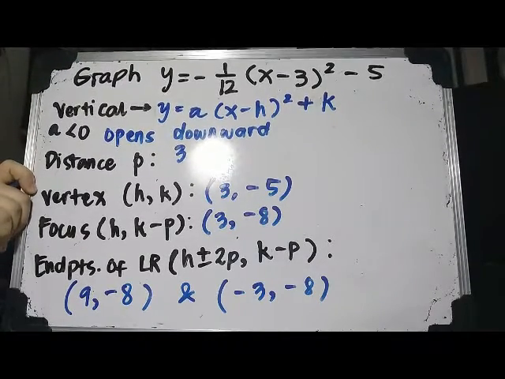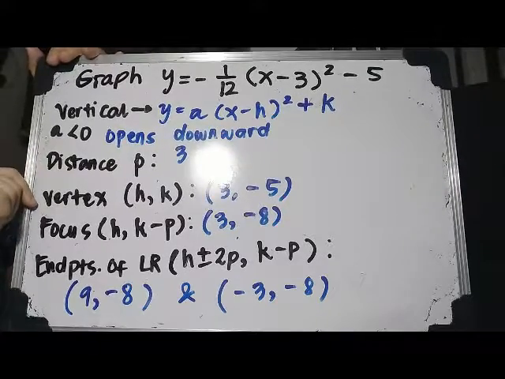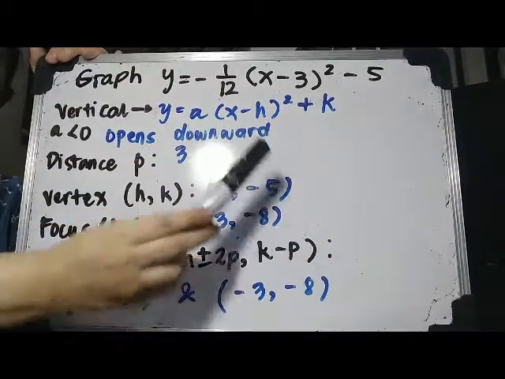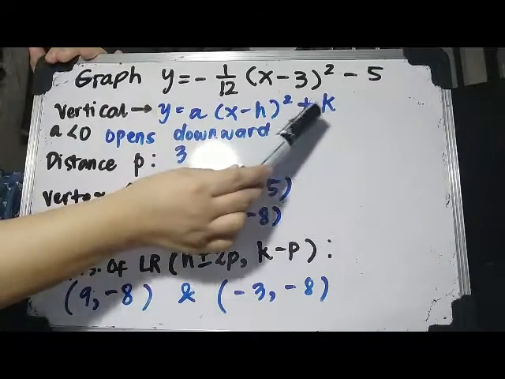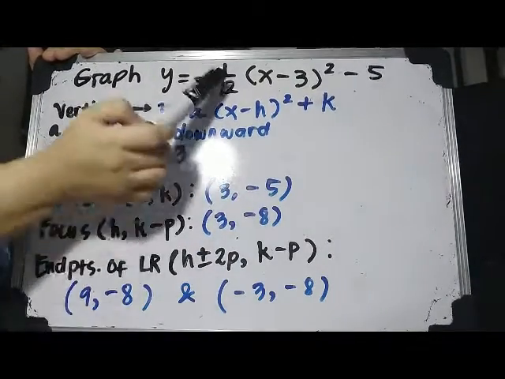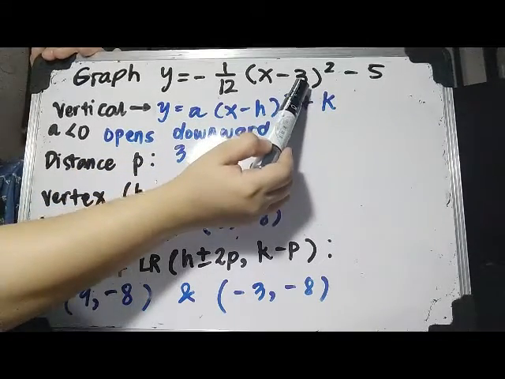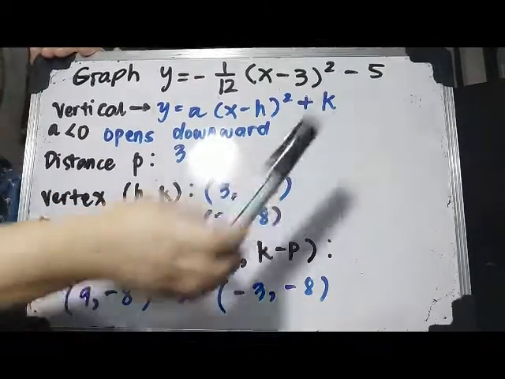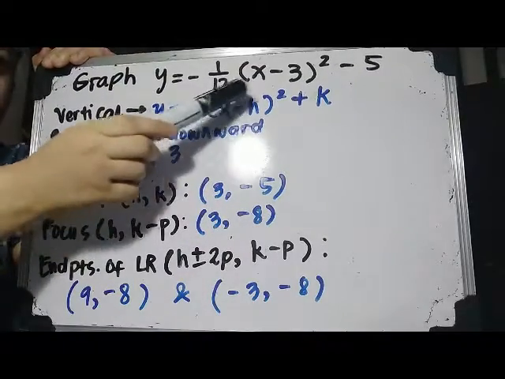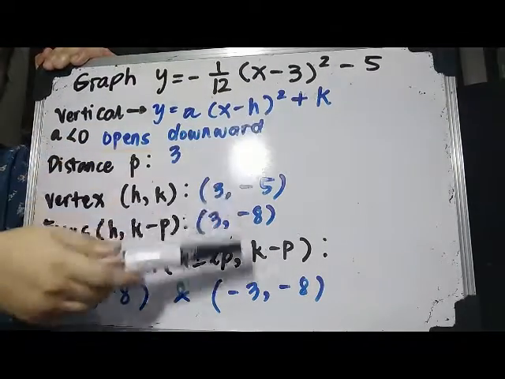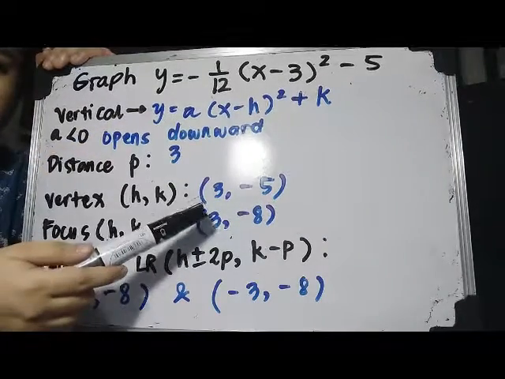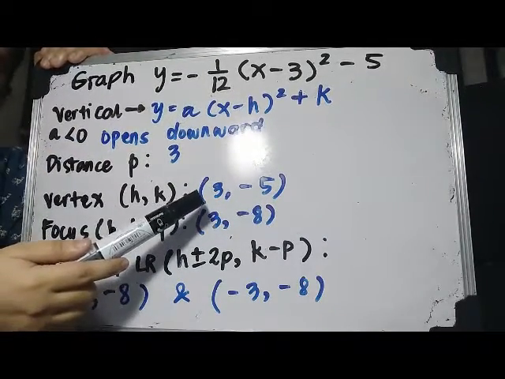So to identify the other parts, let's have the vertex. We know that the vertex form of the equation is y is equal to a times (x minus h) quantity squared plus k. So our vertex is simply (h, k), which we get from the equation. Our h is 3 and our k is negative 5. So our vertex is (3, negative 5). Notice that even if this is negative 3 inside the parenthesis, in the vertex we change the sign of this number, thus it becomes positive.